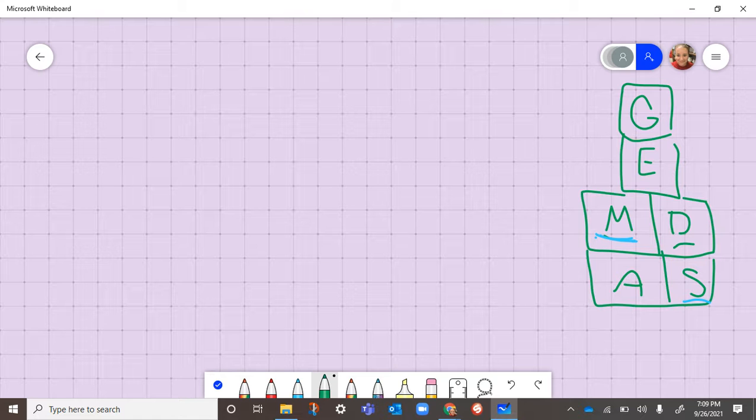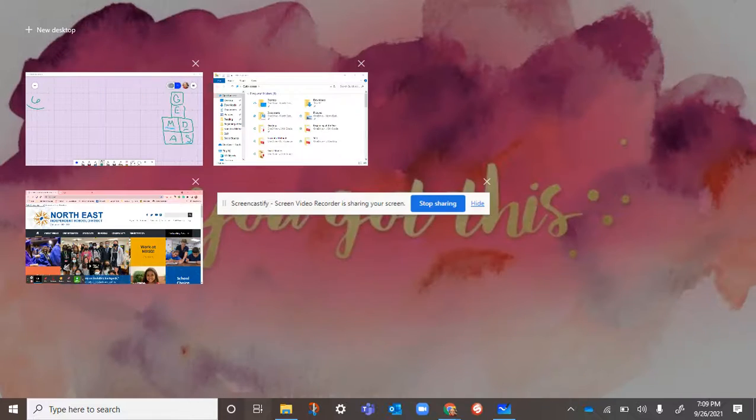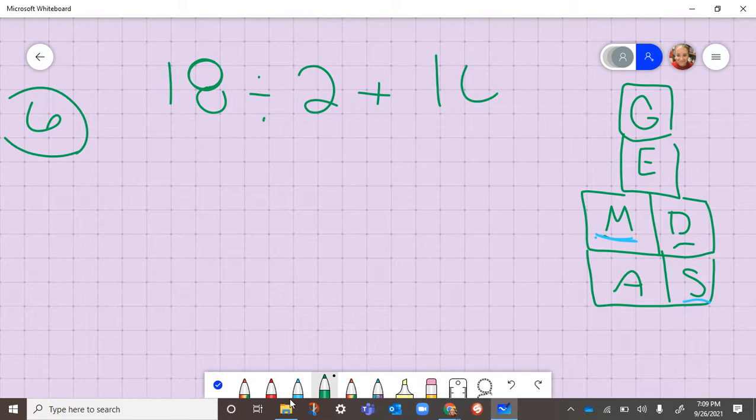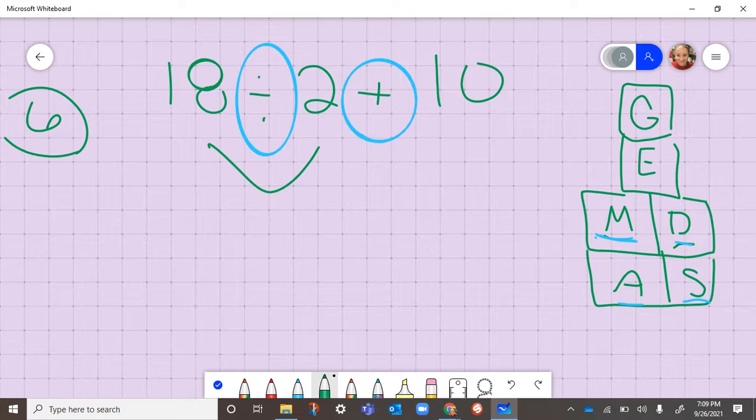Next, number 6. 18 divided by 2 plus 10. I've got division and addition. Division comes before addition, so I'm going to divide first. 18 divided by 2 is 9, plus 10 gives me 19.